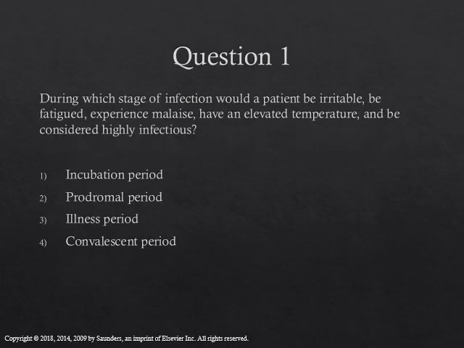Question number 1. During which stage of infection would a patient be irritable, fatigued, be experiencing malaise, have an elevated temperature, and be considered highly infectious? Number 1, incubation period, 2, prodromal period, 3, illness period, or 4, convalescent period. The correct answer is number 2, the prodromal period.